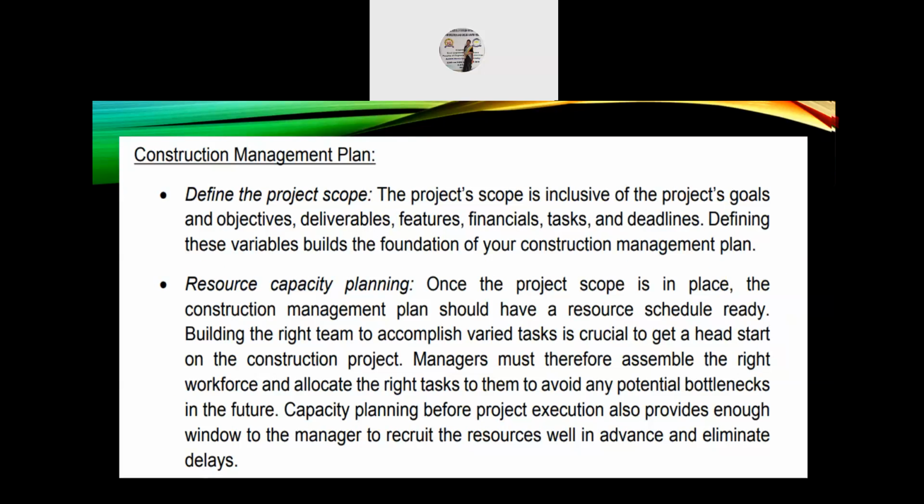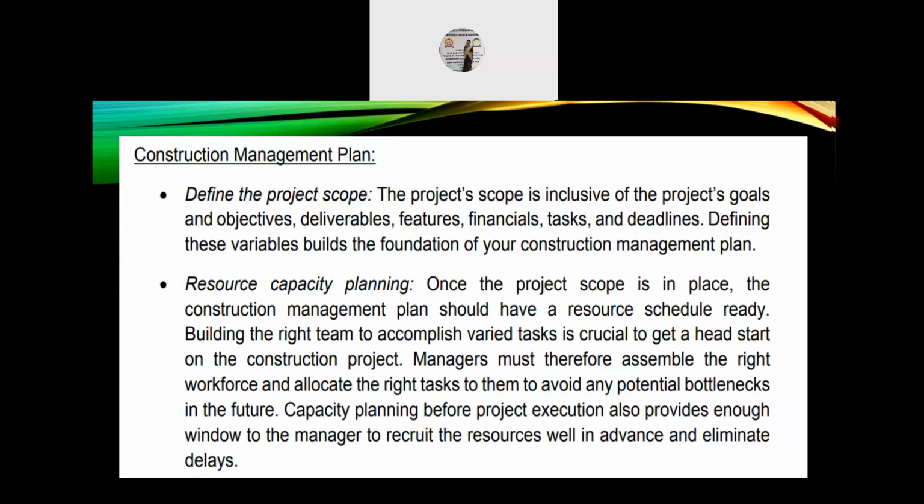Next, construction management plan. The first point under construction management plan is we have to define the project scope. The project scope is inclusive of the project goals and objectives, deliverables, features, financial tasks, and deadlines. Defining these variables builds the foundation of your construction management plan.